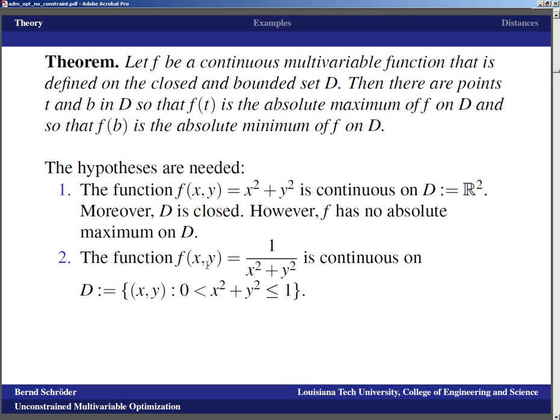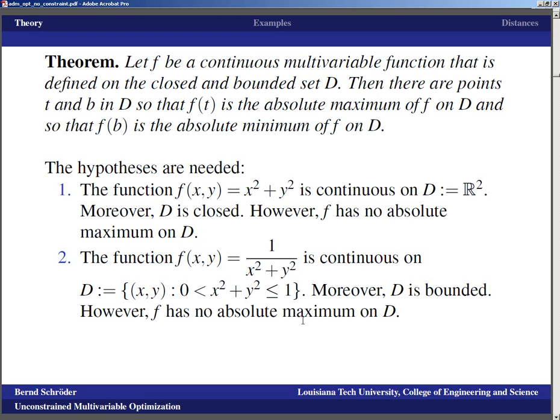Similarly, if we're looking at the function f of x y being 1 over x squared plus y squared, that's continuous on a different domain. It's certainly not continuous at the origin, because at the origin we divide by 0 and the function is not defined. However, it is defined on the domain of all x y so that 0 is smaller than x squared plus y squared, which is smaller or equal to 1. That's what people call a pointed disk around the origin. And again, this thing is bounded. However, f has no absolute maximum on D, because as x and y approach the origin, 1 over x squared plus y squared gets arbitrarily large.